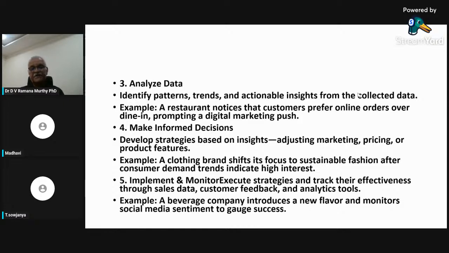Say, for example, a beverage company introduces a new flavor. Fine. Because we have studied the market and customers wanted new flavors, they are not interested in routine flavors. So you have introduced it. Okay, then after that, what? After introducing a new flavor, the beverage company monitors and examines whether the market decision of changing to a new flavor was significant. It can be through social media, anything for that matter, to gauge the success story, whether the success is there or not.